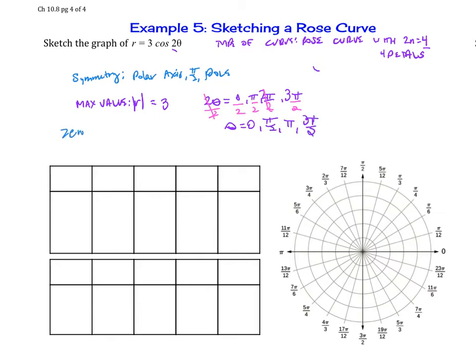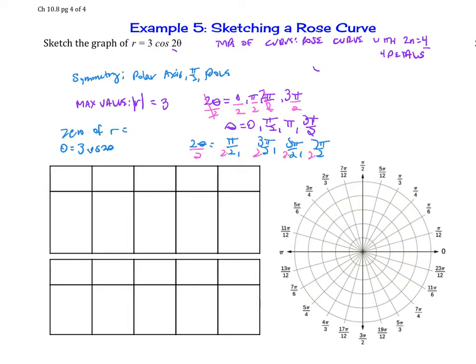Now let's look at the zeros of r. That's when 0 equals 3 cosine of 2 theta. So when does 2 theta give us 0? That's at pi over 2, 3 pi over 2, 5 pi over 2, and 7 pi over 2. Then divide by 2.